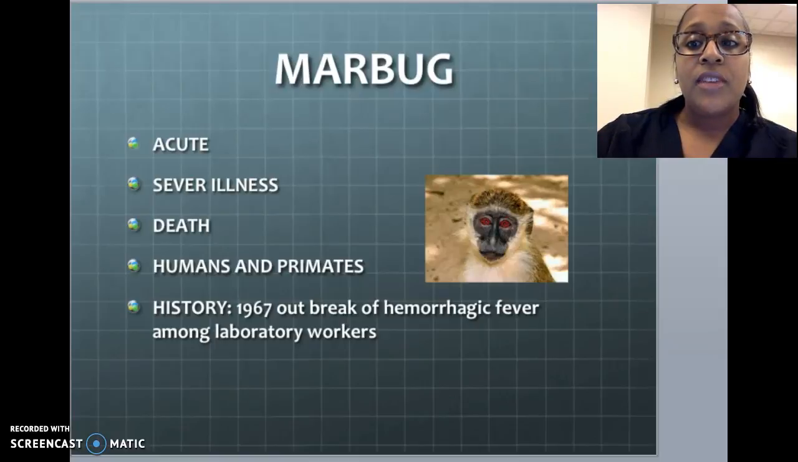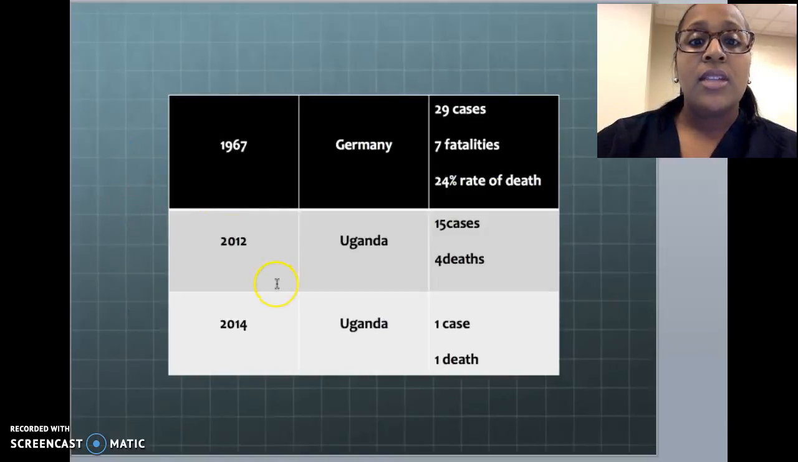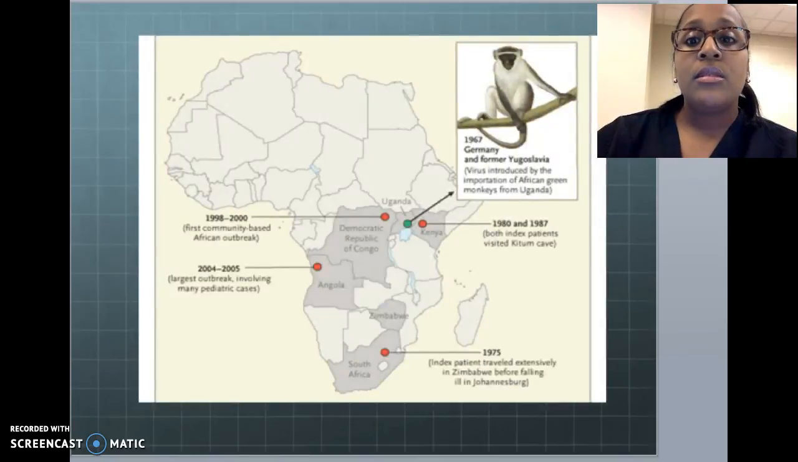Currently, the Marburg virus occurs in several different stages, and we will talk about those. In 2012, in Uganda, there were 15 cases and 4 deaths. In 2014, there was 1 case and 1 death.